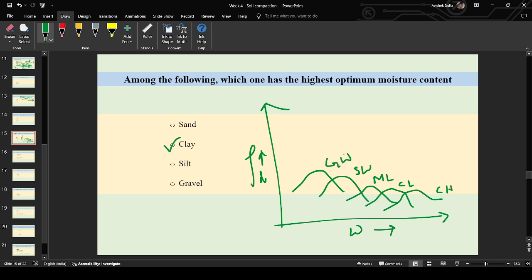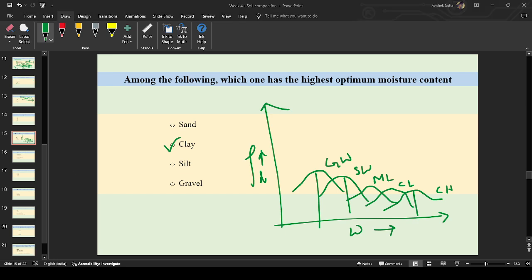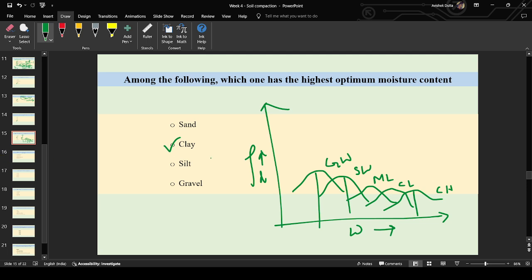So sand and gravel generally have low optimum moisture content, and clay has high values of optimum moisture content. So yes, the answer is clay. They have the highest optimum moisture content among all the other soils. Okay, next question.